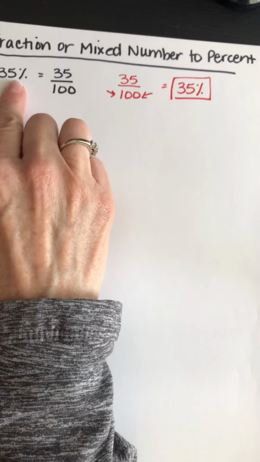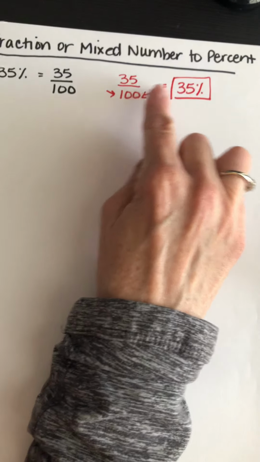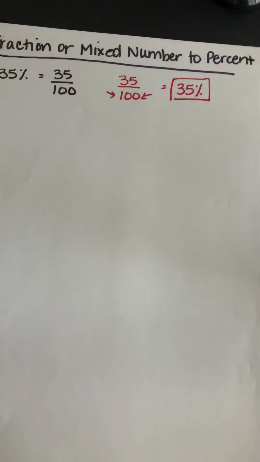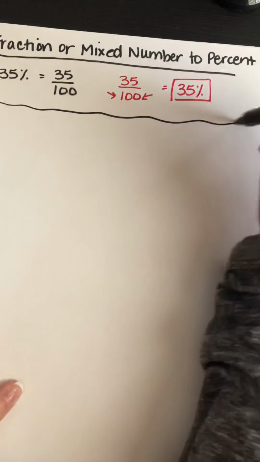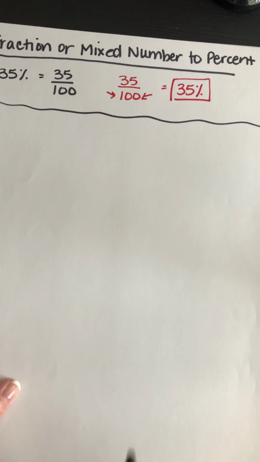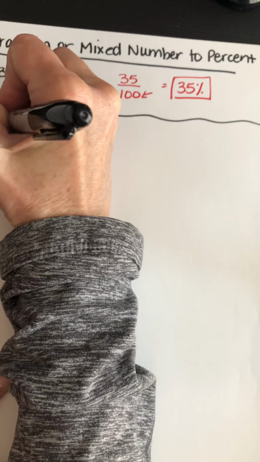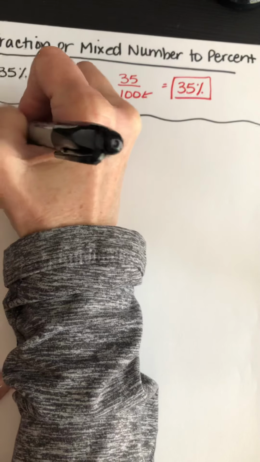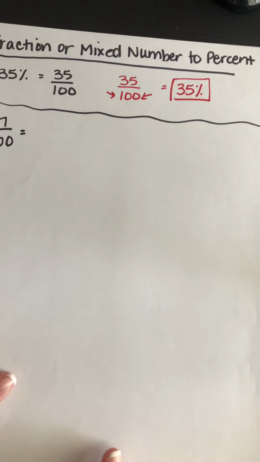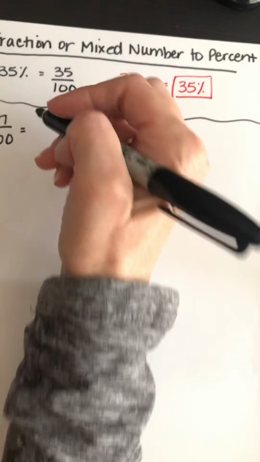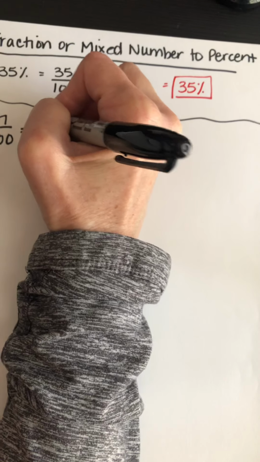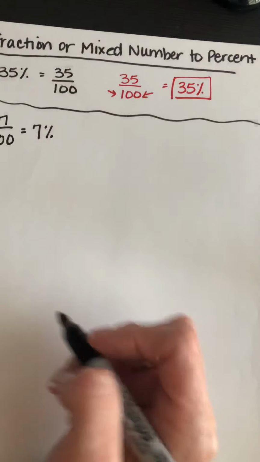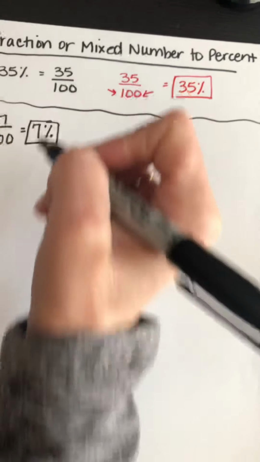So here we went from percent to a fraction. Now we're going fraction back to a percent. Let's take this fraction here, 7 over 100. All you have to do is take the 7 off of the 100 and put a percent sign, and you're done.